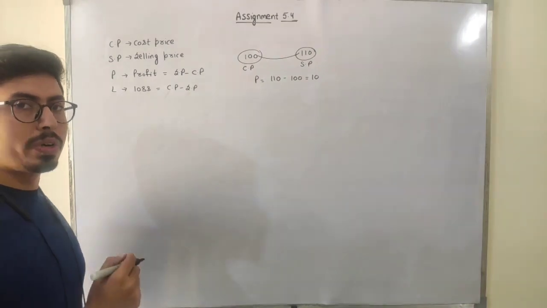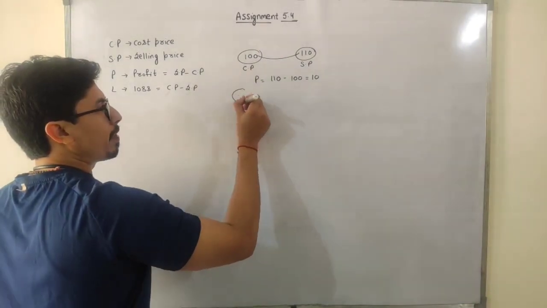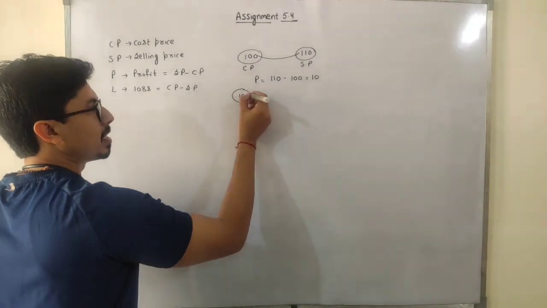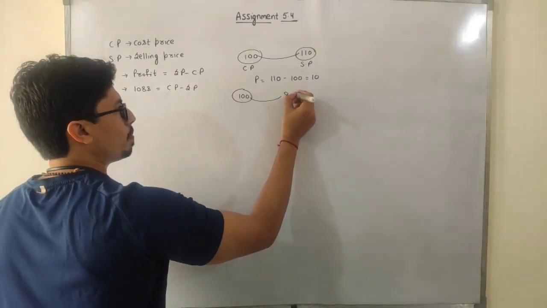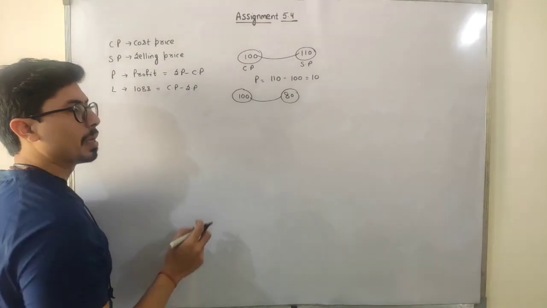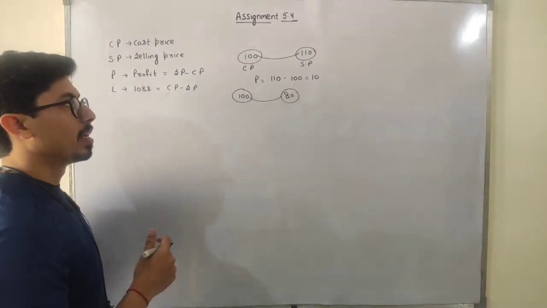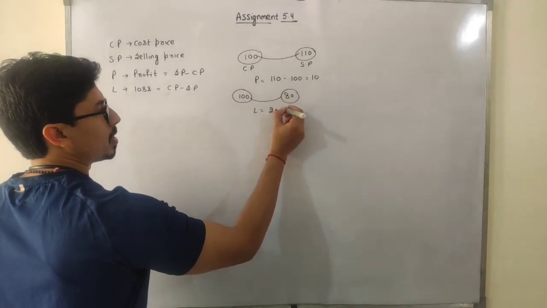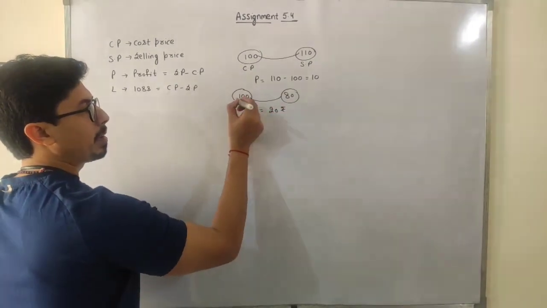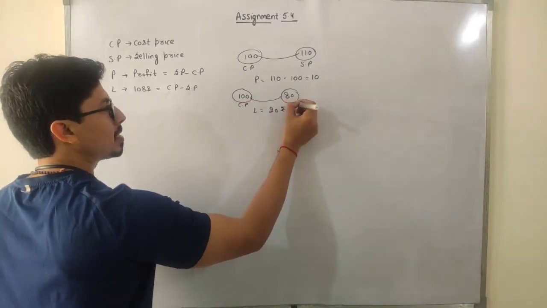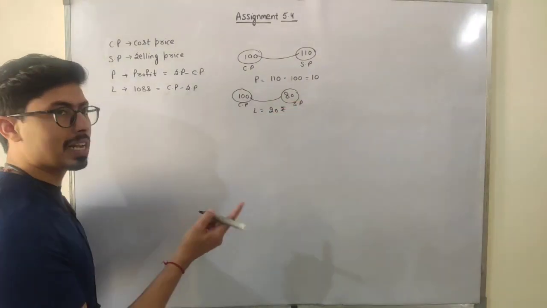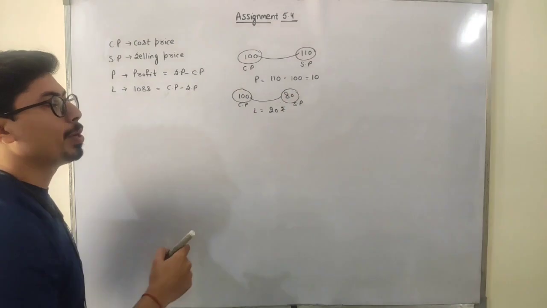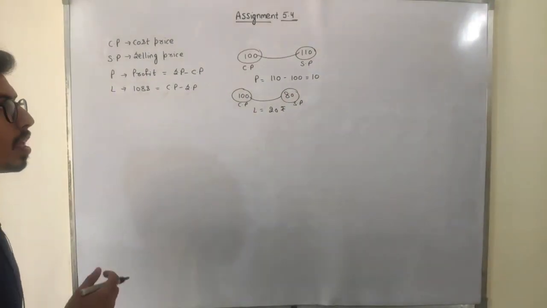But students, if I am buying something at 100 rupees and selling it at 80 rupees, see, if the selling price is less than the cost price, then I will get a loss of 20 rupees. Because this is my cost price and this is my selling price. Here selling price is less than the cost price, so the loss will be CP minus SP, it will be 20 rupees.